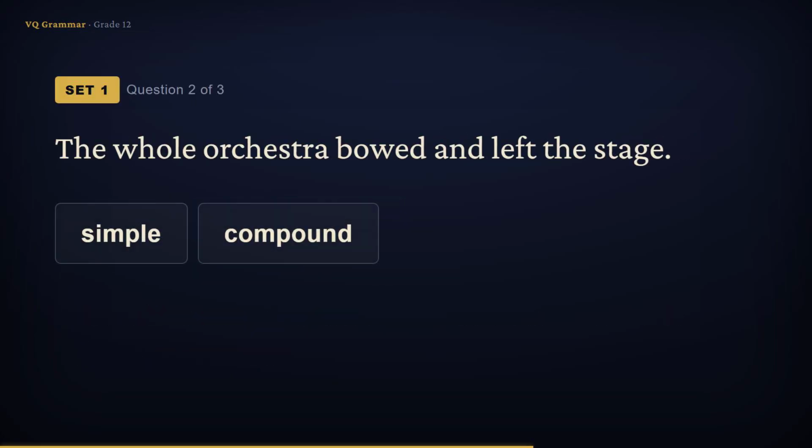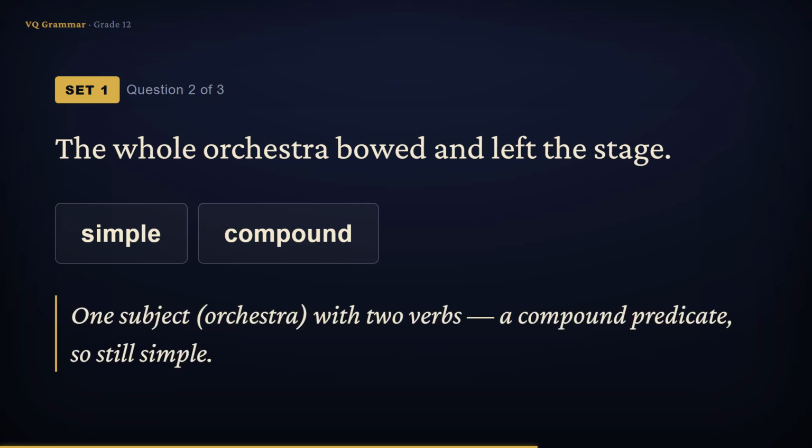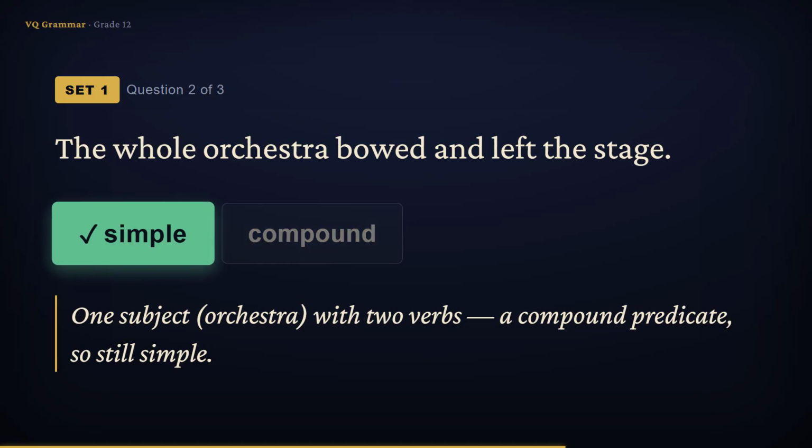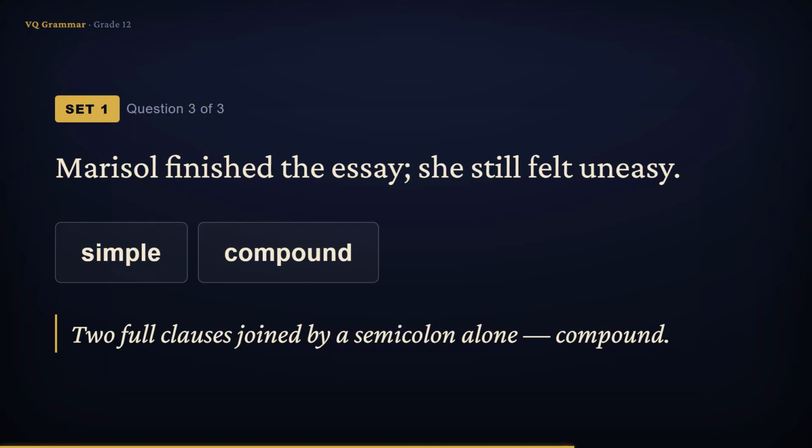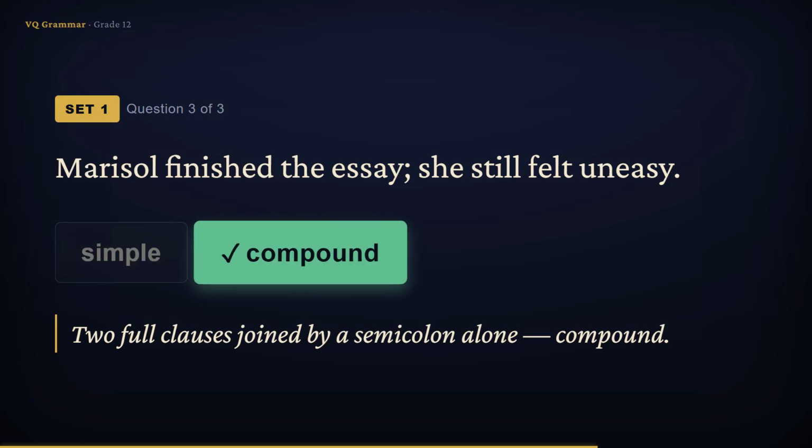"The whole orchestra bowed and left the stage." There's an "and," so watch out. But cover it. "Bowed" has a subject, and "left the stage" has no subject of its own. It's one orchestra doing two things, a compound predicate. So this sentence is simple. "Marisol finished the essay; she still felt uneasy." Here, there's no conjunction at all, just a semicolon. But look, "Marisol finished the essay" stands alone, and "she still felt uneasy" stands alone. A semicolon joining two full clauses makes this compound.